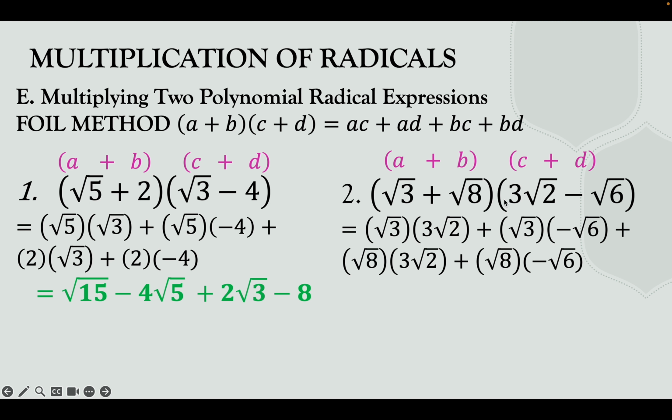So simplify this one. So we have 3 square root of 6 minus square root of 3 times negative square root of 6.